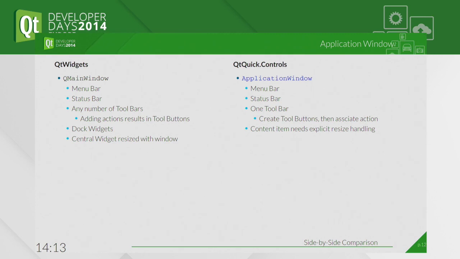There's one thing I discovered. I'm not sure if that's a bug or if that is intentional, but there's a content item inside the application window, which is basically the equivalent to the central widget. If you put any item in there, it keeps its original size. It does not stretch to the available space. So you also need to do the filling the parent thing here to have it actually fill the available space. Again, it's just more explicit, right? It's just not automatic. So it's one of those things that you might fall over if you're transitioning from using widgets to QtQuick controls.